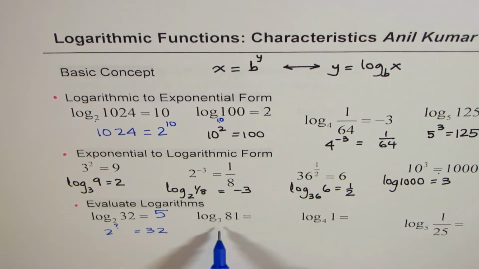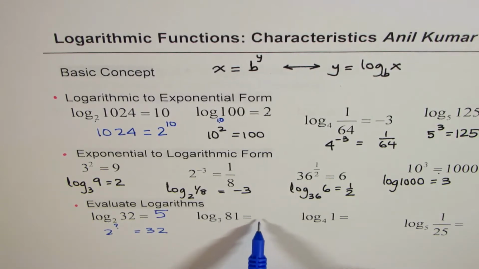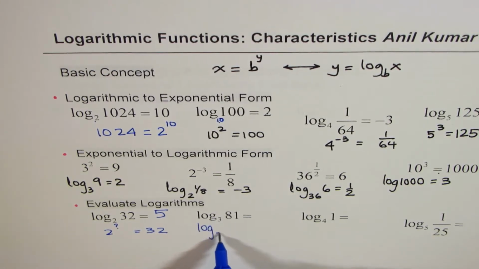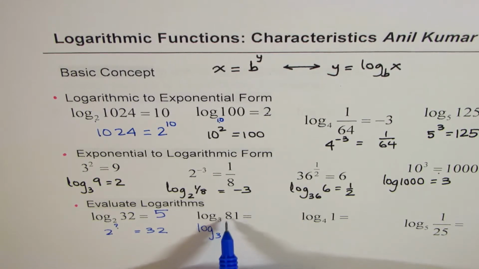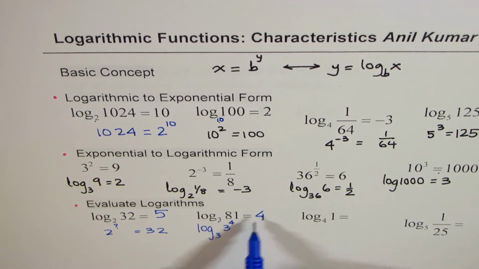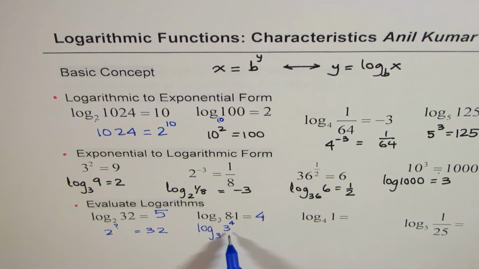Correct? Similarly, next one. Log to the base 3 of 81 is what? Now, the other way to look at it is that I could write this as log to the base 3 of 81 with base 3, 3 to the power of 4. So 4 becomes my answer. 3 to the power of 4 is 81. Do you see that? This is a very good method of replacing the 81 as a power of 3.